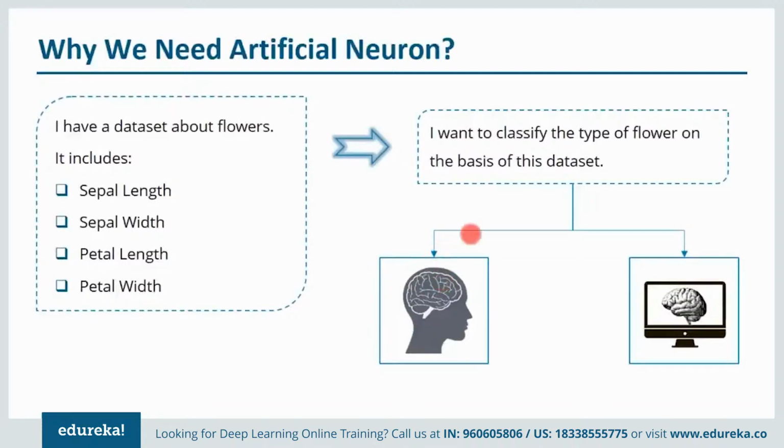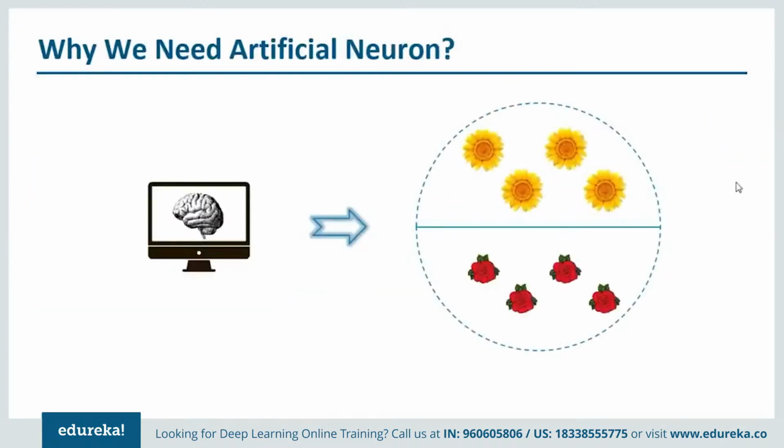So what we can do is train a machine to do that task for us, or put our brain inside a machine so that it can classify the flowers for us. With this, the machine will never get tired and it will make better predictions as well. So this is why we create artificial neurons, so that there is a system that can mimic our brain. This artificial neuron can classify the flowers, or divide them, on the basis of certain features. In our case, it is sepal length, width, petal length, and petal width. On that basis, it can classify the two flowers.